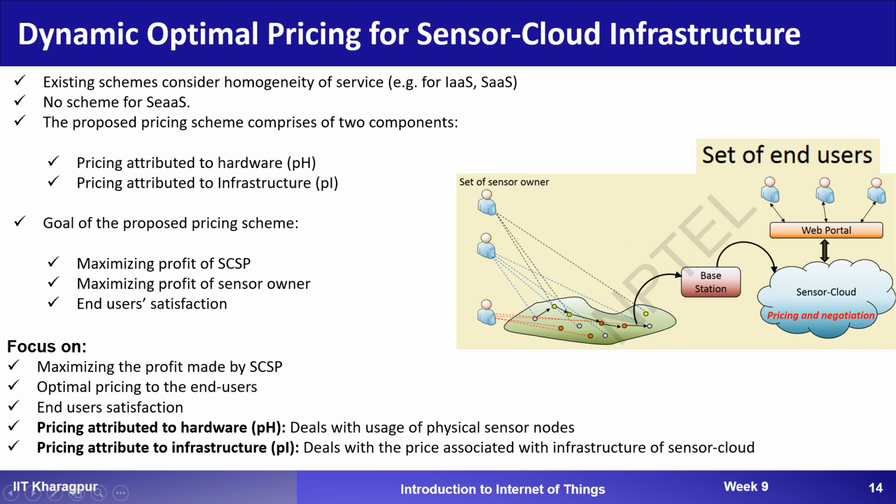Now the pricing policy focuses on maximizing the profit made by your SCSP, with optimal pricing to the end user. So end users do not have to pay much money, and they should be satisfied with the services provided by your service providers. The pricing attribute to hardware deals with the usage of physical sensor nodes. However, the pricing attribute to infrastructure deals with the price associated with the infrastructure of your sensor cloud.